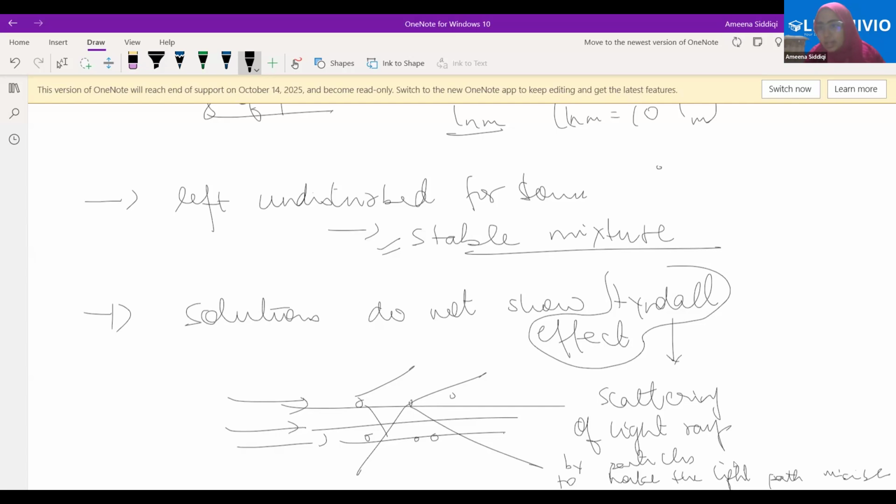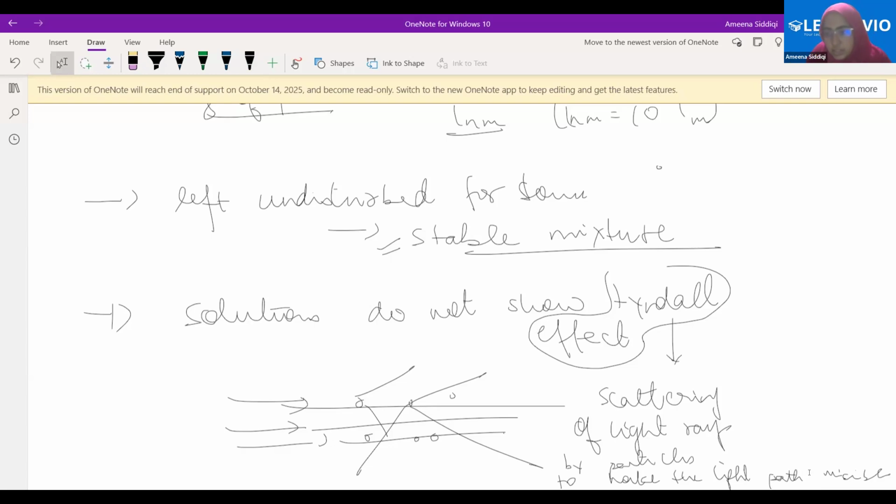Now, if the scattering is not taking place in the case of solutions, do you think the path of the light will be visible? Scattering of light rays by particles to make the light path visible. That is what I've written here. Okay, done. Lokia, have you written this down, beta? Yes, ma'am.